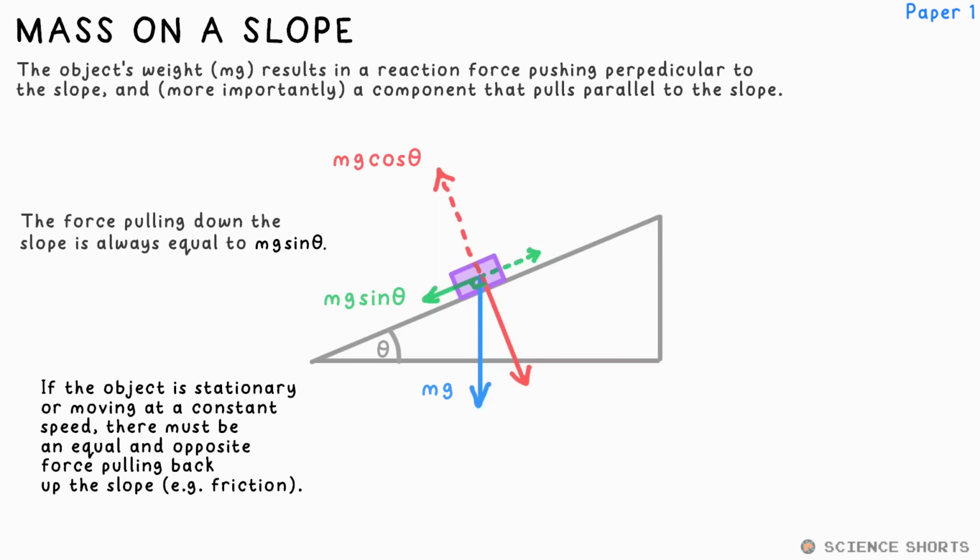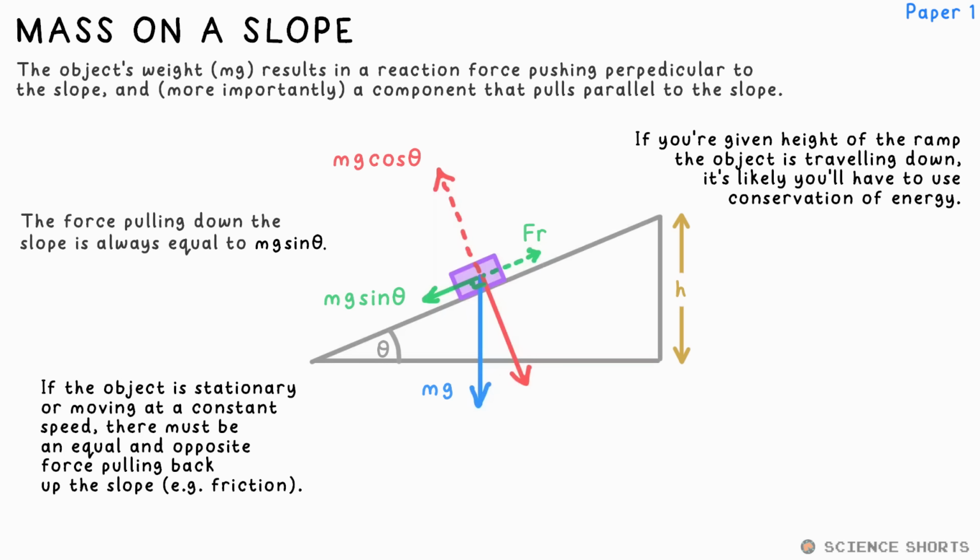If it's stationary or traveling at a constant speed, that must mean another force is pushing or pulling up the slope. That has to be equal to this component, mg sine theta. Quite often that's friction. No matter what forces are involved though, you'll find the resultant like you do for any other situation: the sum of all forces in one direction minus the sum of all forces in the opposite direction. Then you can use this resultant force in F equals ma.